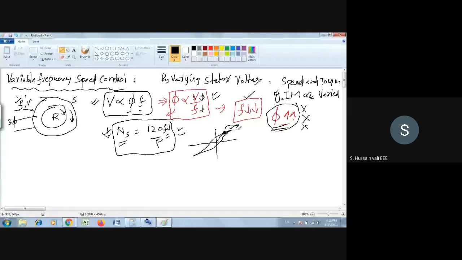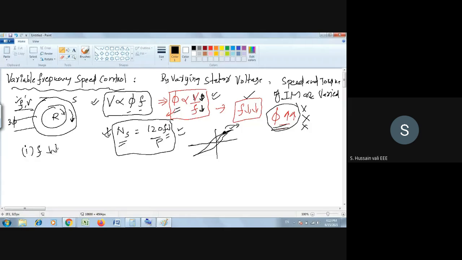To avoid the magnetic core entering saturation, you decrease the frequency and simultaneously decrease the voltage also. If you decrease the voltage and frequency proportionally, then the flux remains constant, so the core will not enter into saturation. That is the logic here, why you decrease the voltage also. So when you decrease the frequency, the speed automatically decreases, but at the same time, the core will not enter saturation. So the first case is decreasing the frequency.